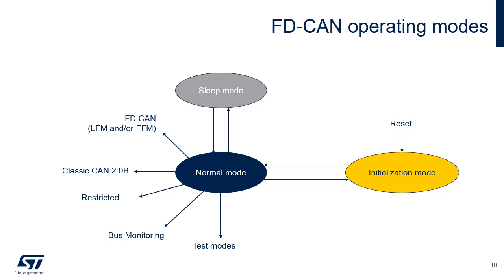Bus monitoring mode. The controller is able to receive data frames but cannot acknowledge them. It can be used to analyze the traffic on a CAN bus without affecting it by the transmission of dominant bits. Test modes are detailed in the next slide. Upon a CPU request, the FDCAN is put in sleep mode, which operates at a lower power when the bus idle state is detected.